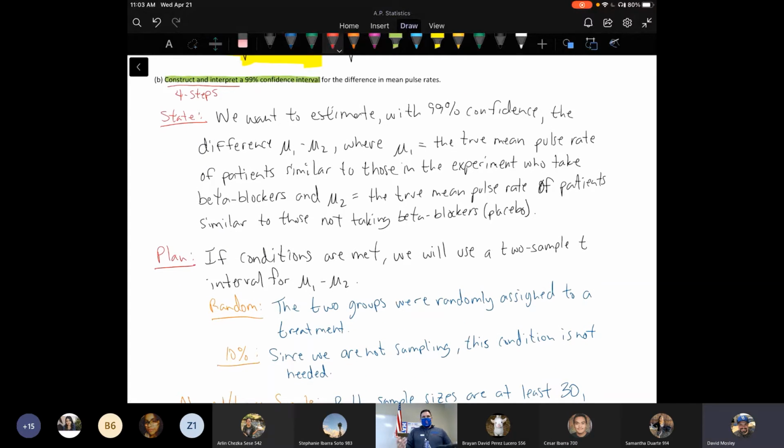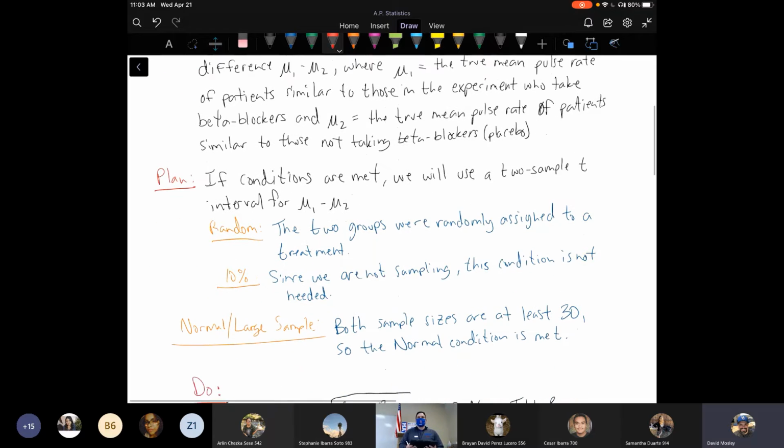Right, then we must plan. All right, and here we go, our plan. If conditions are met, we will use a 2-sample T interval for mu1 minus mu2. If this was having to do with proportions, we would be doing a 2-sample Z interval for P1 minus P2. But this is mean, so we're using T, the T distribution. Table B, right? Check our 3 conditions.